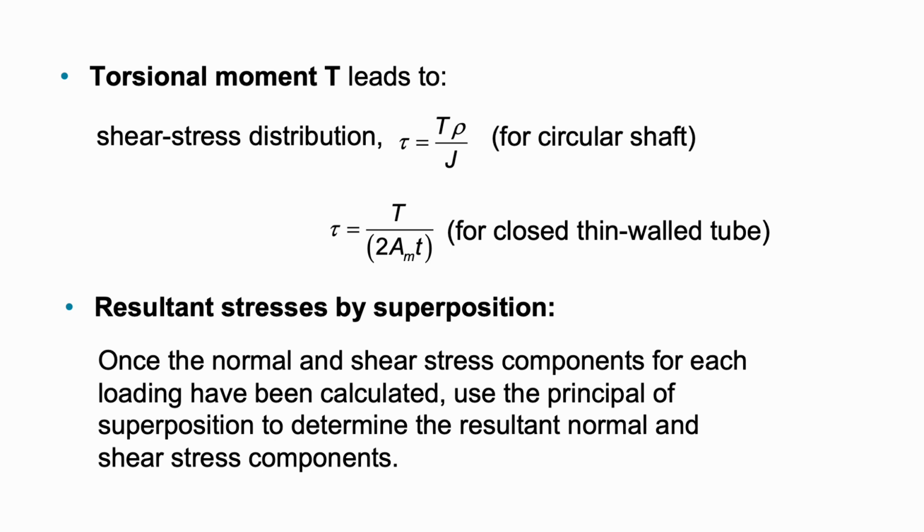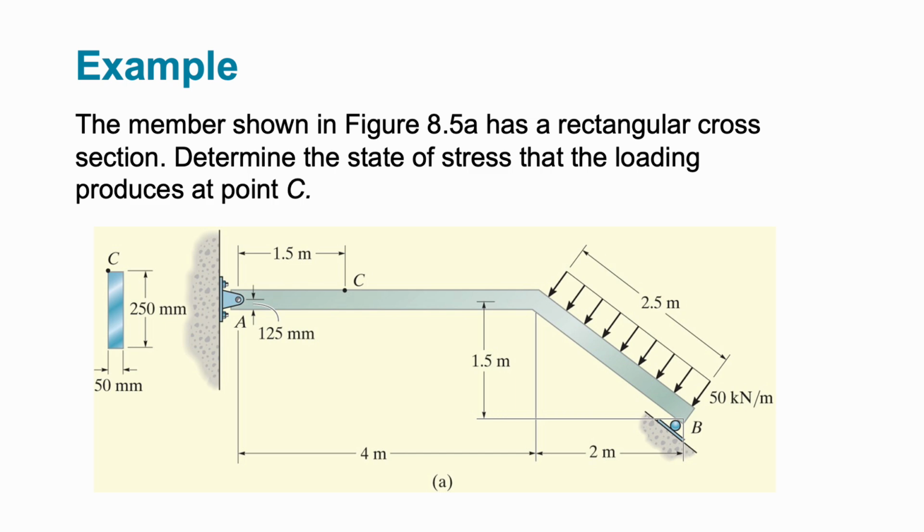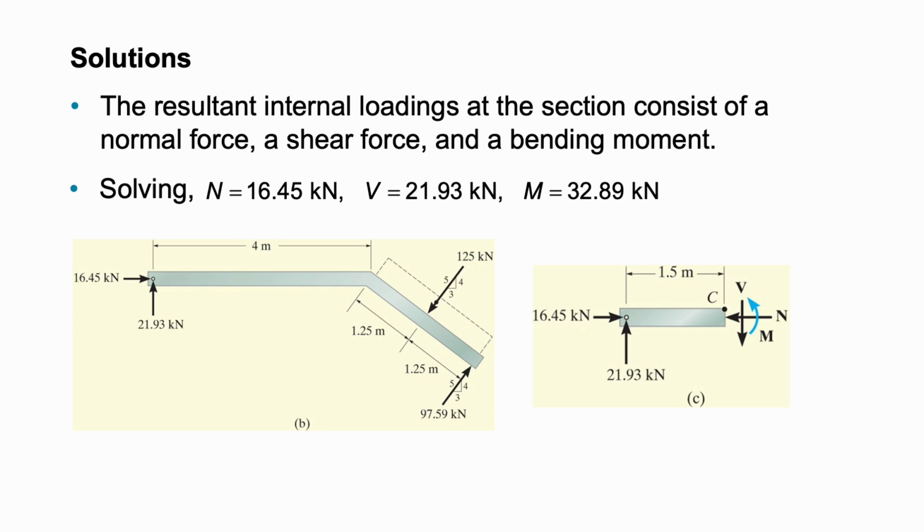So, resultant stresses by superposition. Once we have the normal and shear stress components for each loading calculated, we need to use the principle of superposition to determine the resultant normal and shear stress components. 2.5 meters with 50 kilonewton per meter, which will give us only one force of 125 kilonewton. Since we have here a 3, 4, 5 triangle, that means that our cosine of alpha will be 0.8 and our sine of alpha will be 0.6.